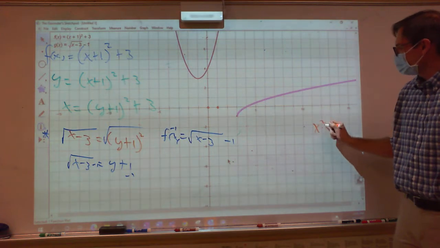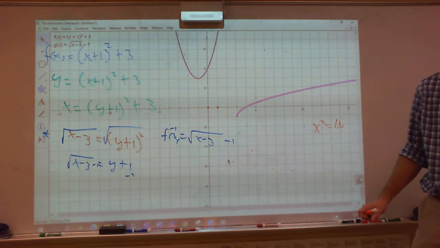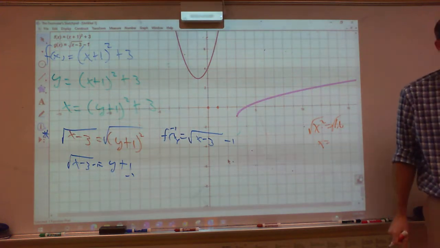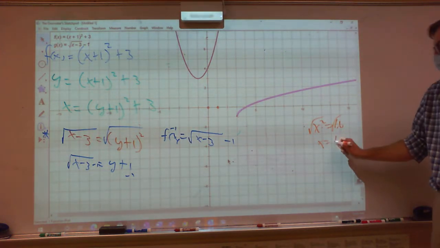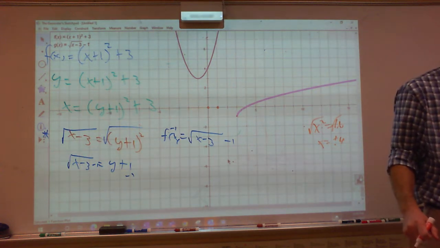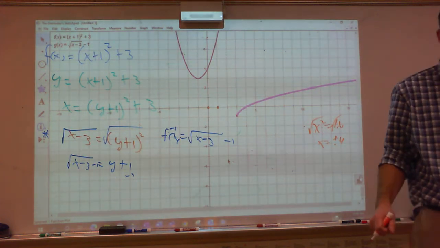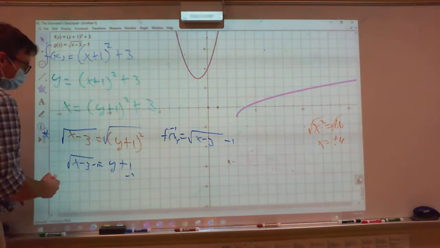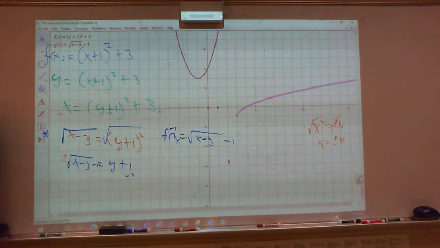If I give you x squared is equal to 16 and you solve this, when you take the square root of both sides, you get x equals what? Plus or minus 4, right? Do you remember anytime you take the square root, you've got to put plus or minus? Or do you remember it now? Same thing works over here. When I take the square root of both sides, technically this is plus or minus.